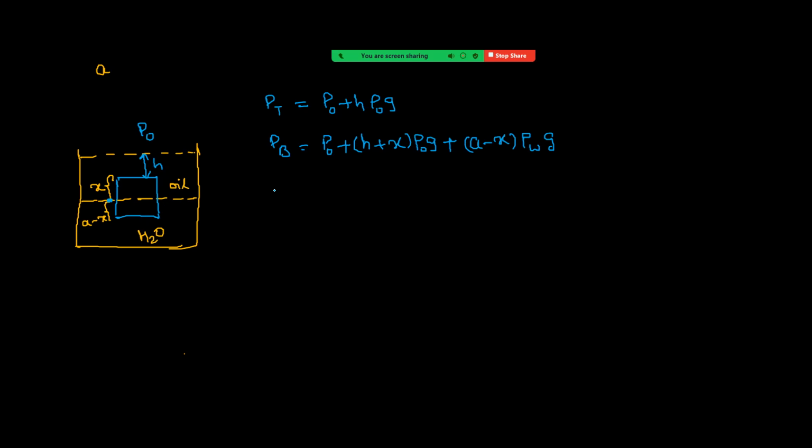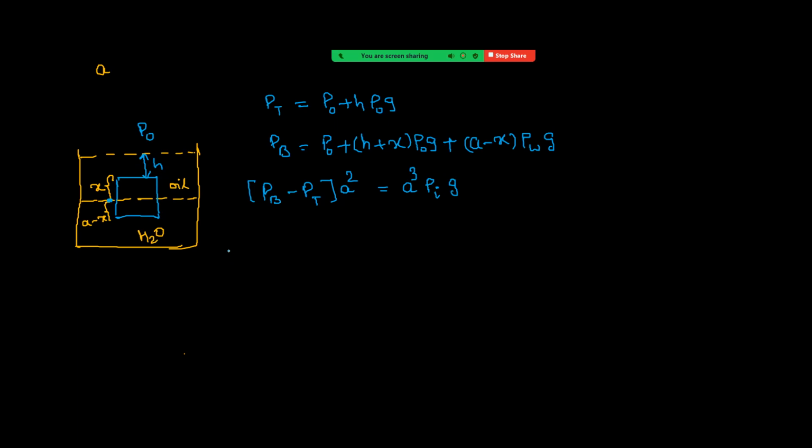Now pressure difference means the pressure at the bottom minus the top, into the cross-section area of the face. It is a cube, therefore the area of the face is A square. This gives us the upward force, and this upward force should balance the weight of the ice block. The weight of the ice block means the volume, which is A cube, into the density of ice. Volume into density gives us the mass of ice, into g.